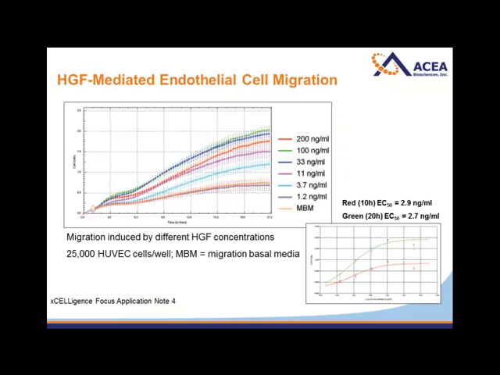Relevant to some of the vascular work going on here, people use this to study vascular cell migration. Here we've just used standard HUVEC cells. We're looking at migration towards the basal media. And again, you get a dose-dependent response with good sensitivity in terms of the efficiency of migration towards the chemoattractant.